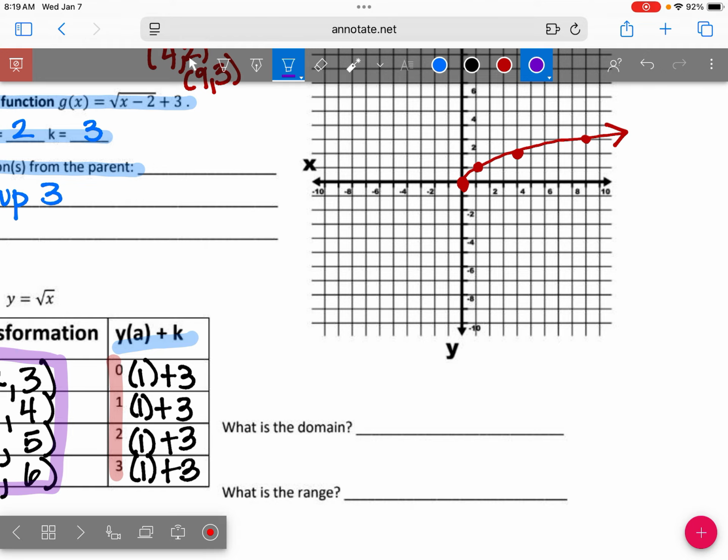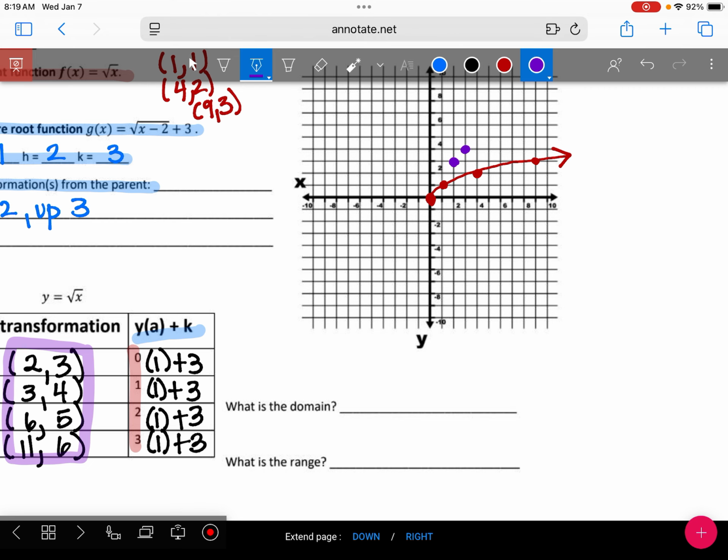So 2 up 3. 3 up 4. 6 up 5. And then 11 is not quite on the grid, so I'm going to put it off to the edge. Okay, so this is what my graph looks like.